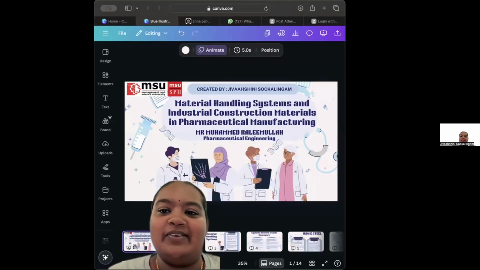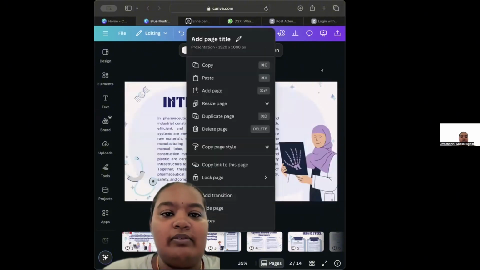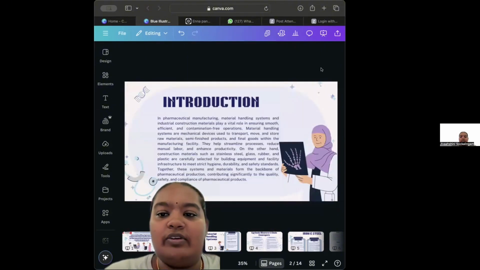Today I would like to present on this topic, material handling systems and industrial construction material in pharmaceutical manufacturing. This topic is especially important in the field of pharmaceutical engineering because it deals with two critical areas: how materials are moved safely during production, and the kind of material used to construct pharmaceutical equipment and facilities. So, moving on to the first slide, the introduction.